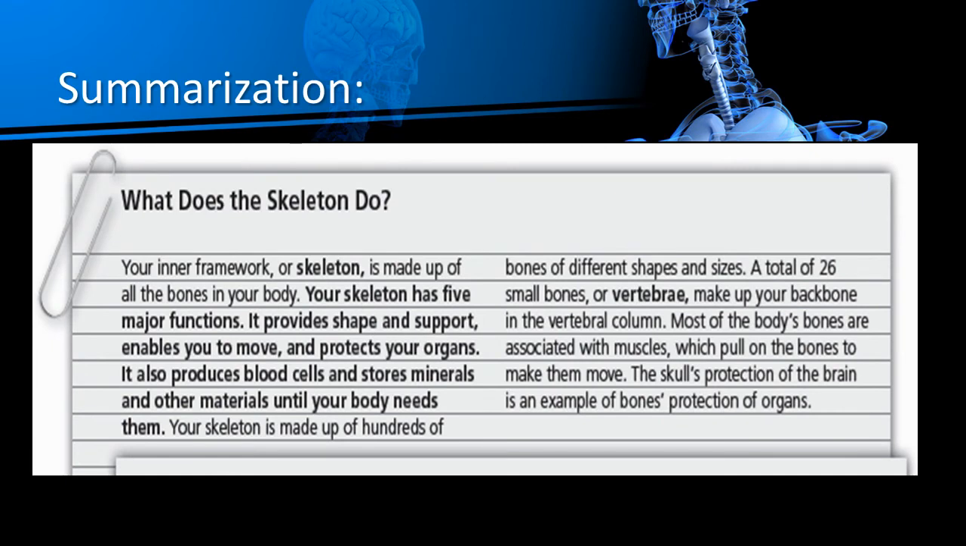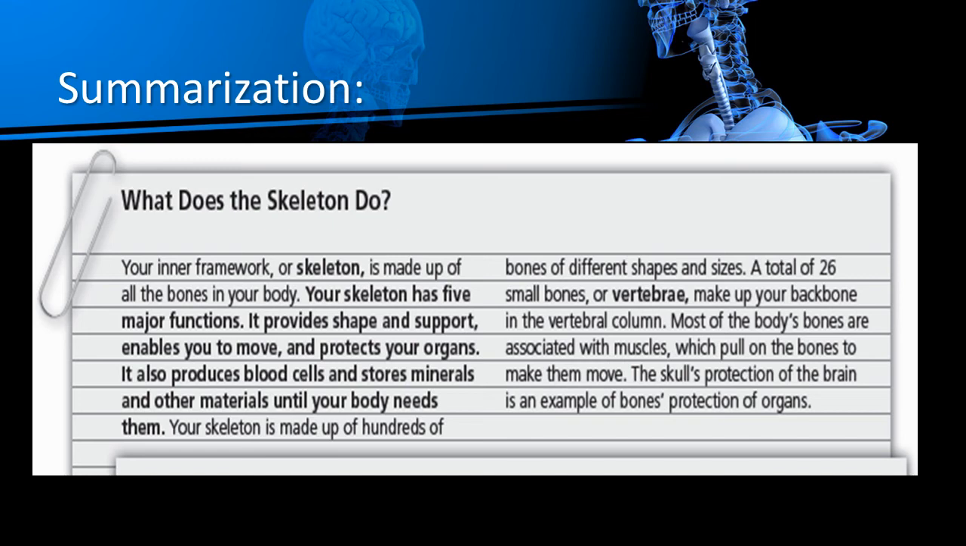Summarization. What does the skeleton do? Your inner framework or skeleton is made up of all the bones in your body. Your skeleton has five major functions. It provides shape and support, enables you to move, and protects your organs. It also produces blood cells and stores minerals and other materials until your body needs them.